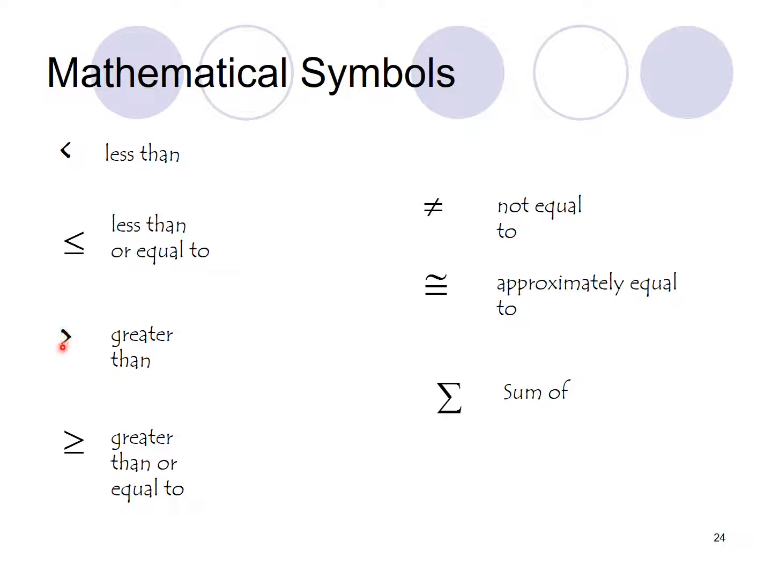This is the greater than symbol. It starts with the very big bit, the wide mouth over here. And greater than or equal to has a little line underneath it. This is the not equal to. Something does not equal something else. And this is approximately equal to, fairly closely equal to something else. And this is the symbol for sum of, or add together.